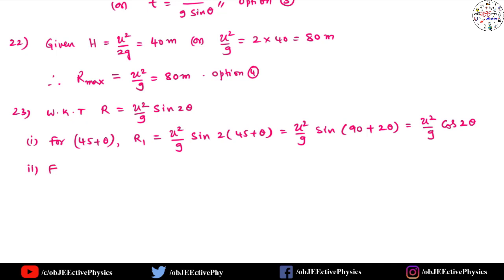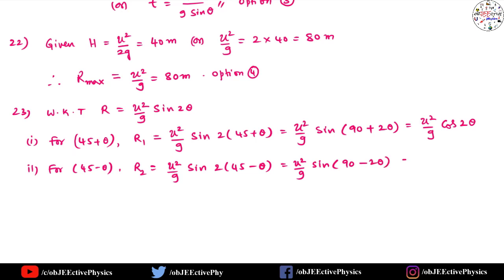Similarly, for 45 minus theta, R2 is equal to u square by g sine 2 into (45 minus theta), that is equal to u square by g sine (90 minus 2 theta). So, sine (90 minus 2 theta) is also equal to cos 2 theta. That is, R1 is equal to R2, or R1 is to R2 is equal to 1:1.